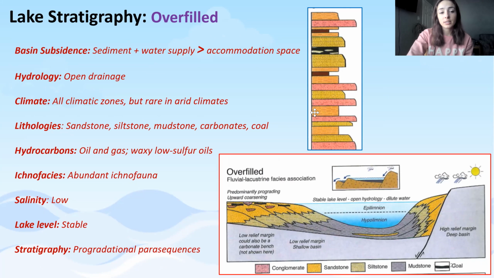And the lithologies seen in these types of lakes, as we can see in the strat column, include sandstone, siltstone, mudstone, carbonates, and coal. And hydrocarbons that can occur in these types of lake sediments include oil and gas and waxy low sulfur oils. Additionally, the abundance of ichnofacies is high in these types of lake sediments, and like we already said, the salinity is low, it's very fresh water, and the lake level is stable because of the open drainage, and the stratigraphy is progradational because of the high supply of sediment.